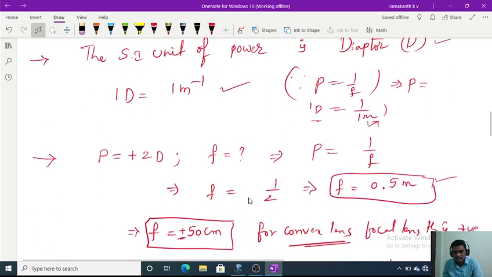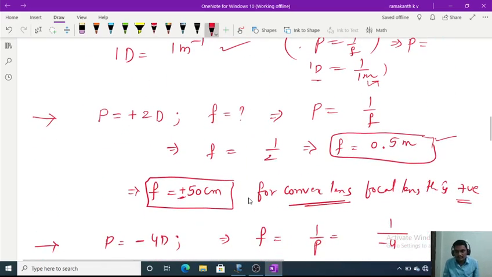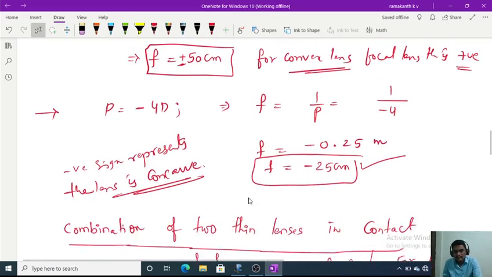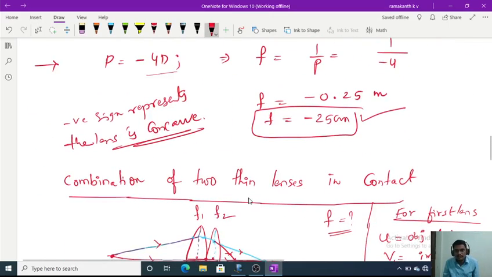Let us take an example. For a lens of power 2 diopters, the focal length we get is 0.5 meters or 50 centimeters. The positive sign represents that the lens is convex. If you take another example whose refracting power is minus 4 diopters, we get a focal length of minus 25 centimeters. The negative sign represents that the lens is concave.